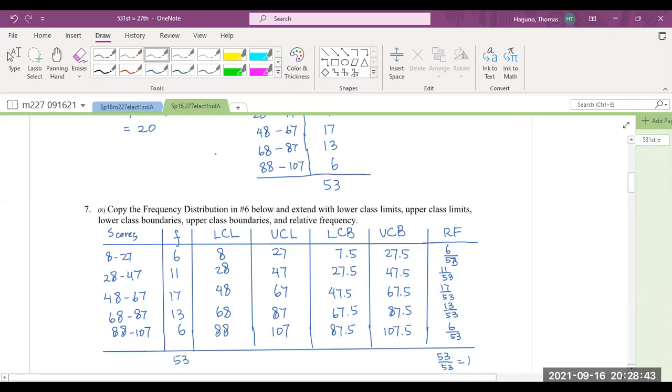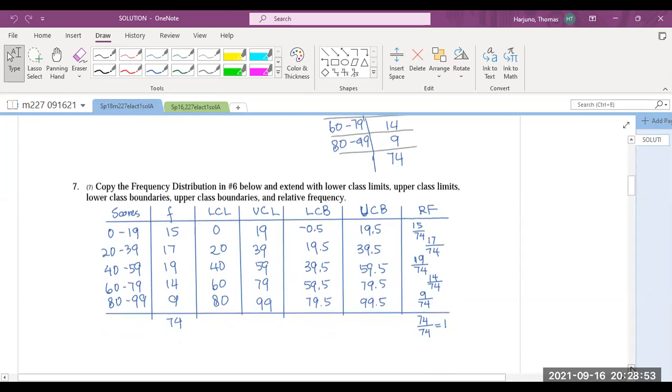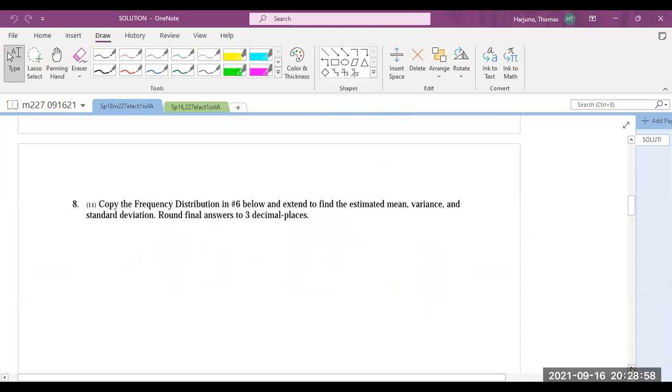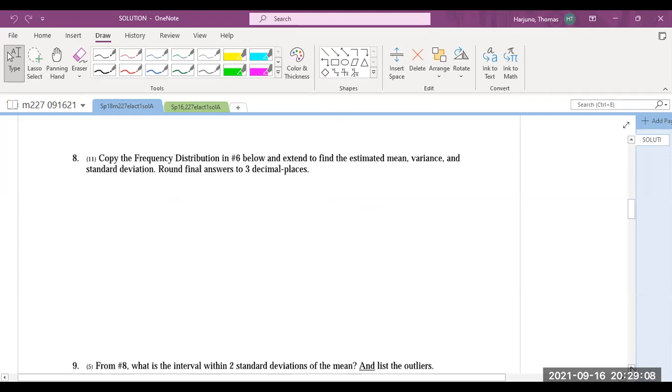Now, let's go back to Spring 18, the one that I already posted since 2 days ago. Let's go back here and we will continue with the next page, number 8. Question number 8 in my test tends to be the longest question, in the sense that it takes a lot of number crunching. Copy the frequency distribution in number 6 below and then extend to find the estimated mean, variance, and standard deviation. So let me construct the table first.